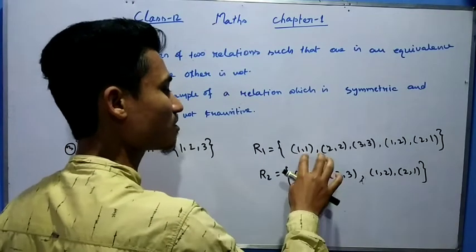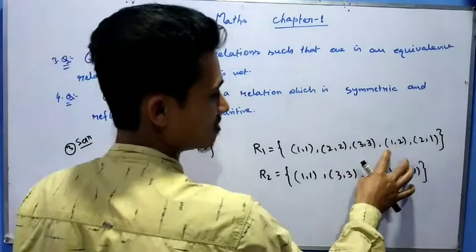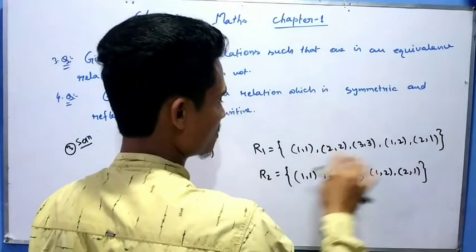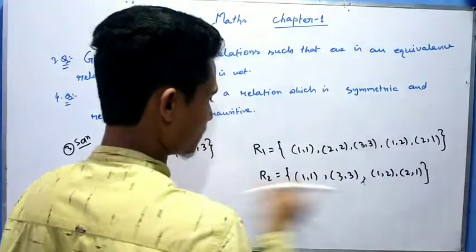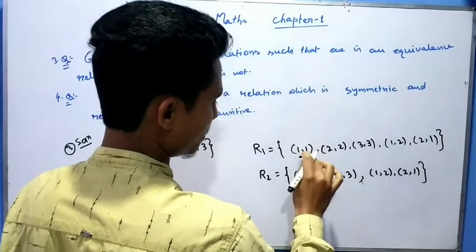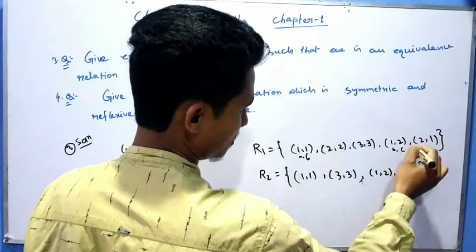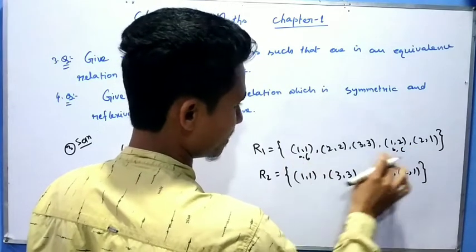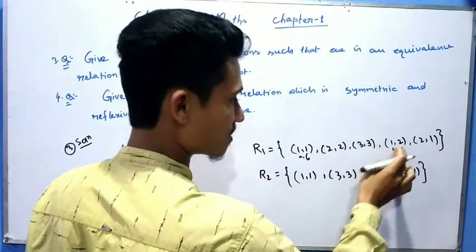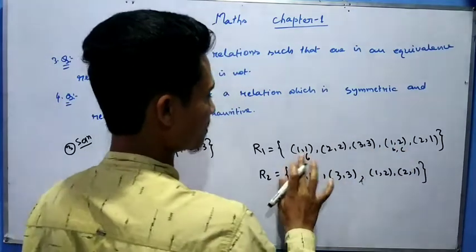Transitive property: 1,1, 1, something is there. 1,2 is there. 1,1 is there. So B element. This is our AB. This is our BC. Now whether AC is there, what is the element? AC means 1,2. This is the element.